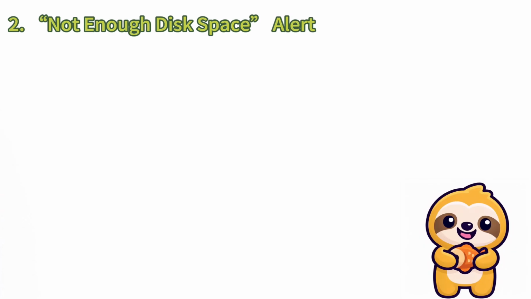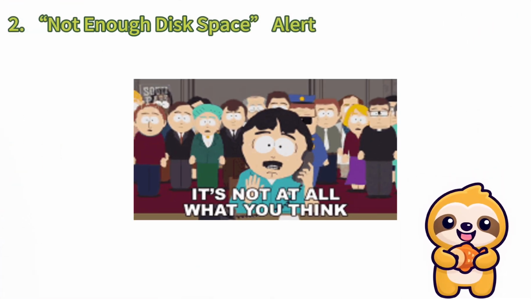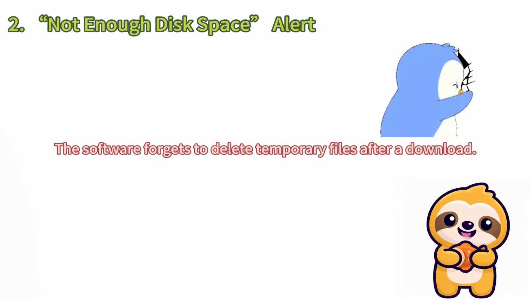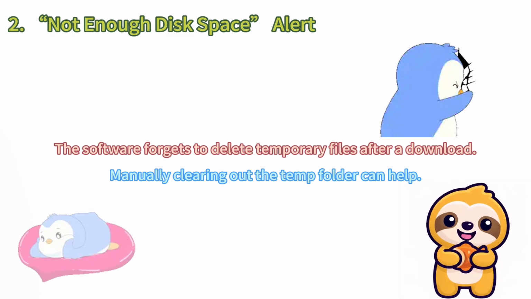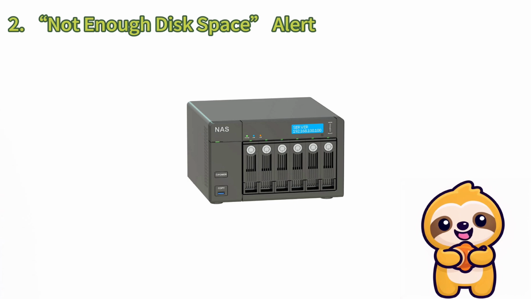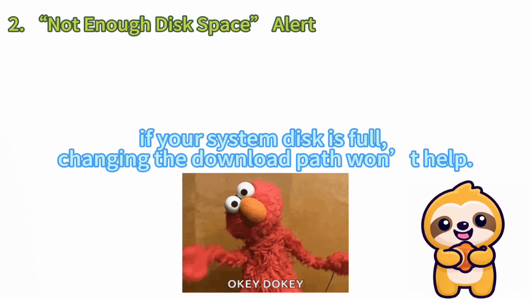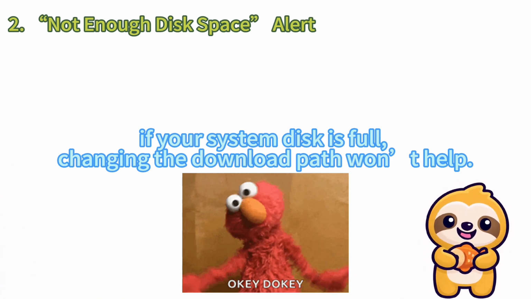Now, another common headache is the dreaded not enough disk space alert. It's often not what it seems. Sometimes the software forgets to delete temporary files after download. Manually clearing out the temp folder can help. If you're using a NAS for storage, make sure it's properly mapped as a local disk. And remember, if your system disk is full, changing the download path won't help. You'll need to free up actual system space.